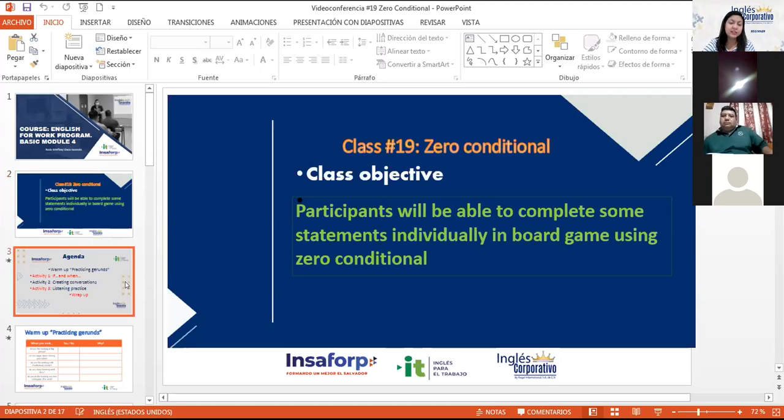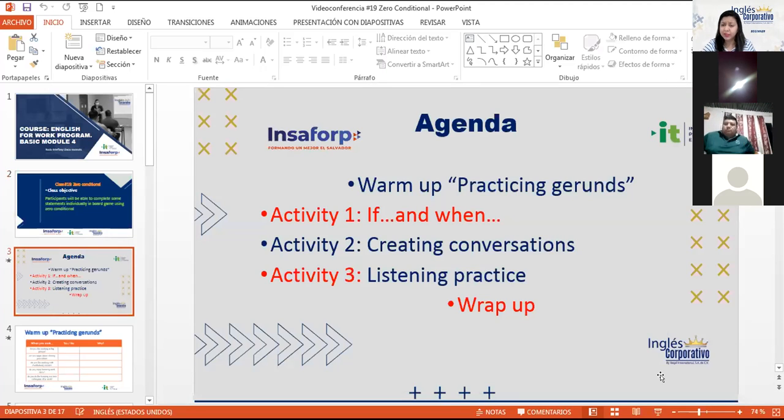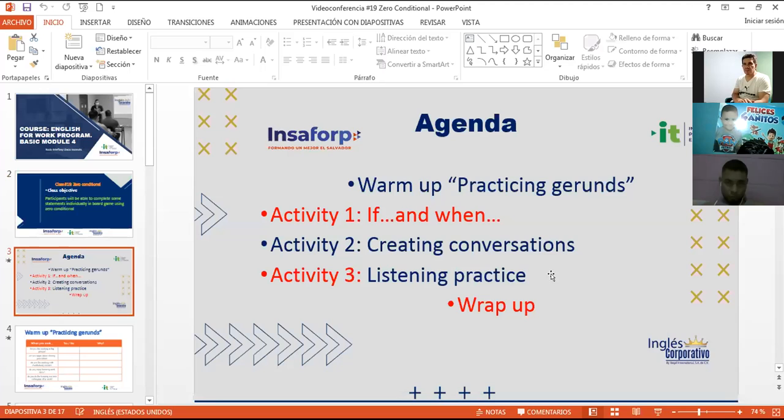And the activities we have today are the following. Marlon Cardona, can you please read the activities in the agenda? Sure. Activity warm up, practicing gerunds. Activity one, if and when. Activity two, creating conversations. Activity three, listening practice and warm up. Thank you so much. So those are the activities that we have for the class.